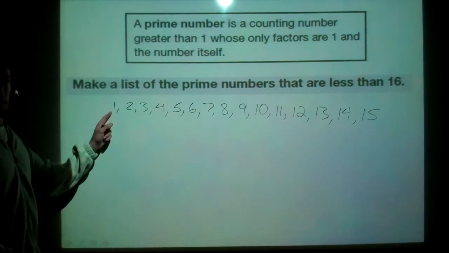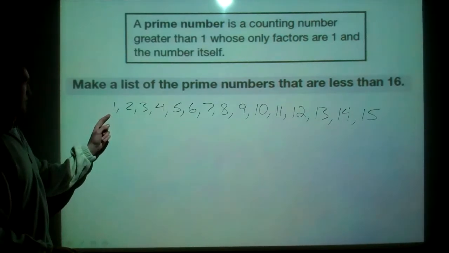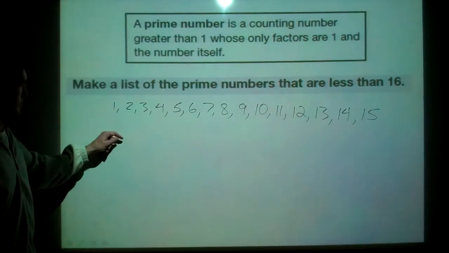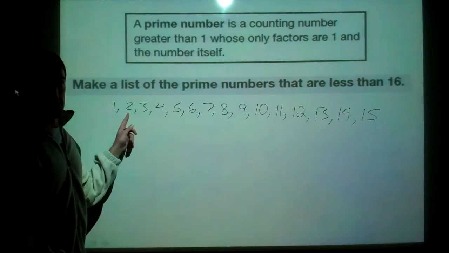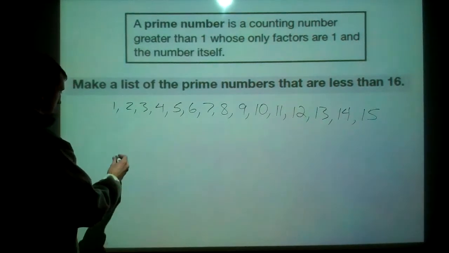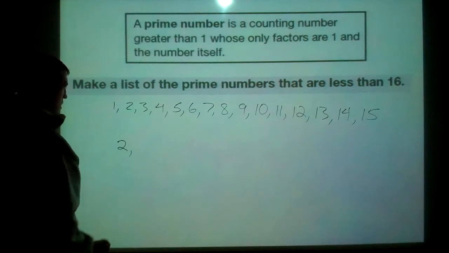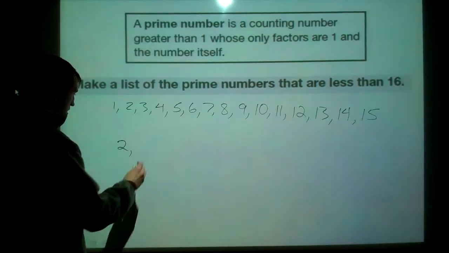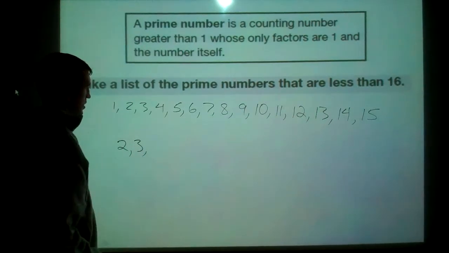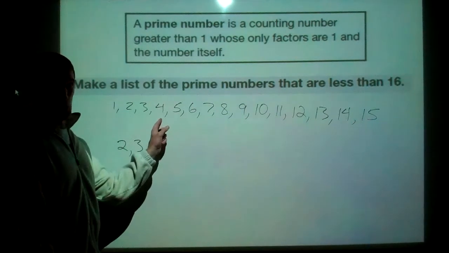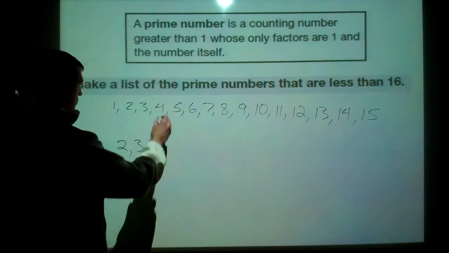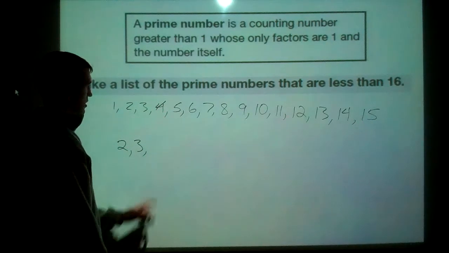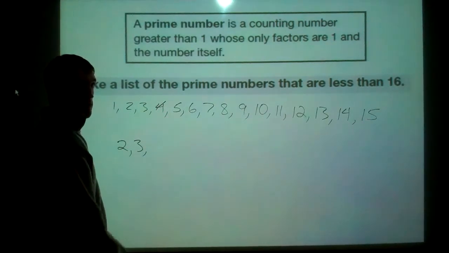We remember that 1 is neither prime nor composite, so that's not going to make the list. 2, the only 2 factors that go into 2 are 1 and 2, so that's a prime number. 3, the only factors that go into that were 1 and 3, so that is a prime. 4, we knew that 1, 2, and 4 would divide that number, so 4 is not making our list. 5 was a prime number.